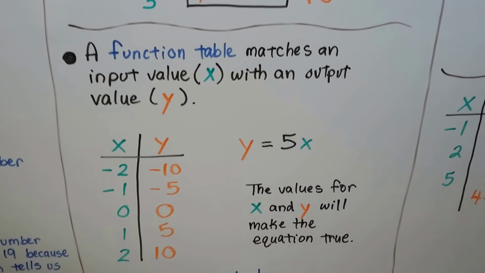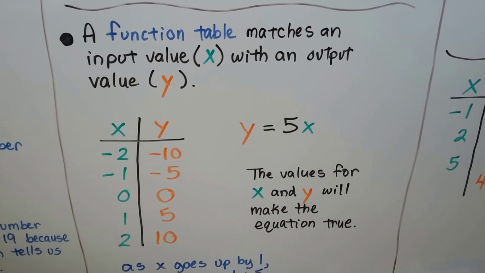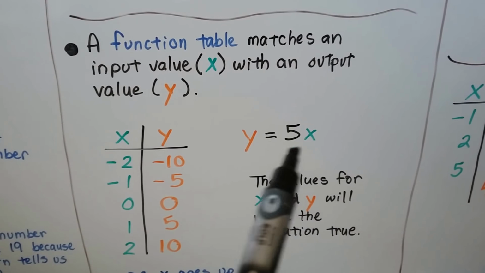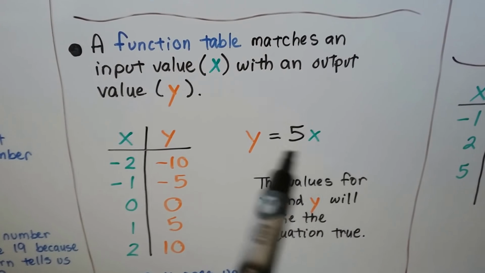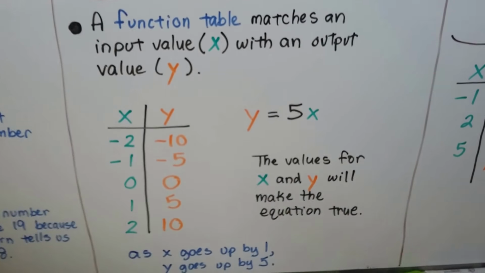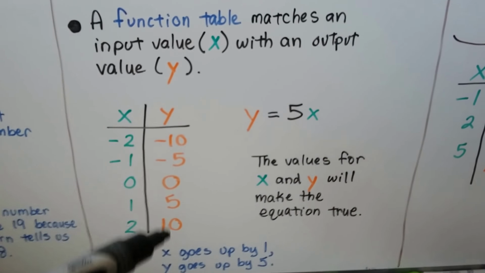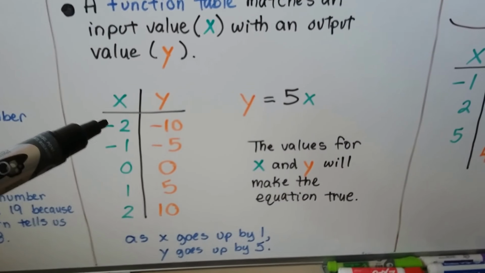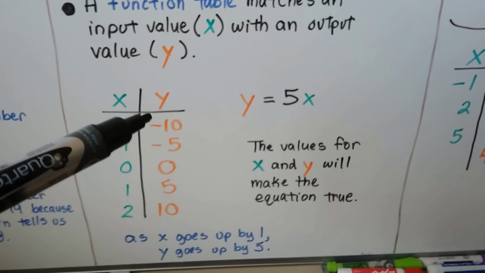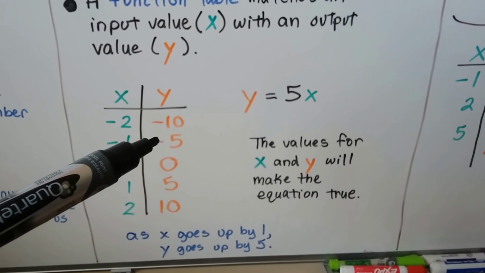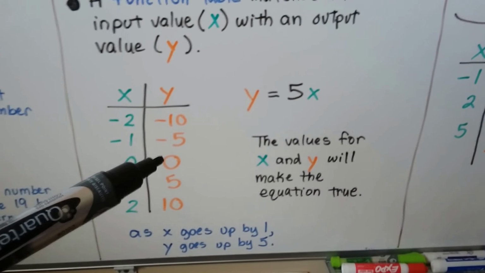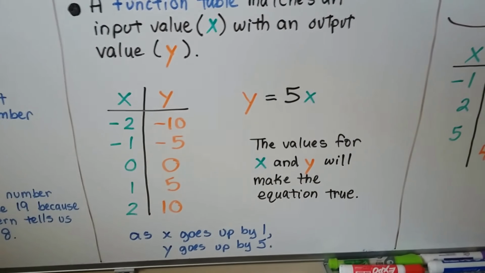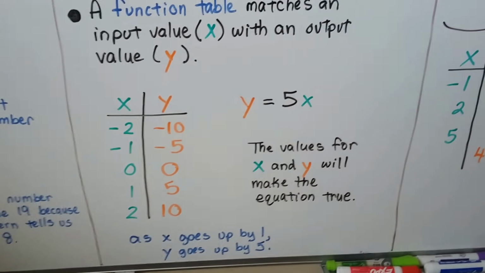A function table matches an input value x with an output value y. Here's our function, y equals 5x. It doesn't matter if the y equals is in the front or the back. It's the same thing. We can fill this table with amounts that will make this true. 5 times a negative 2 is going to give us a negative 10. 5 times a negative 1 will give us a negative 5. 5 times 0 will give us 0. See? As this column is going up by 1, this column is going up by 5. That's its rule. See?